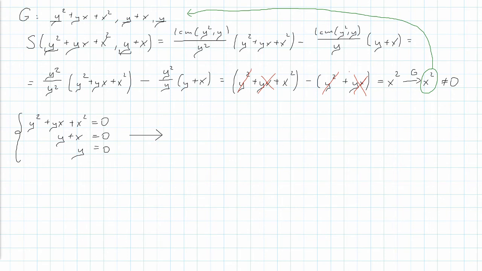So what did we get? We just appended x squared and we appended x. So we arrived at a system y squared plus yx plus x squared is 0, y plus x is 0, y is 0, and the two additional equations that we produced are x squared is 0 and x is 0. So this is a new system which is a Grobner basis.